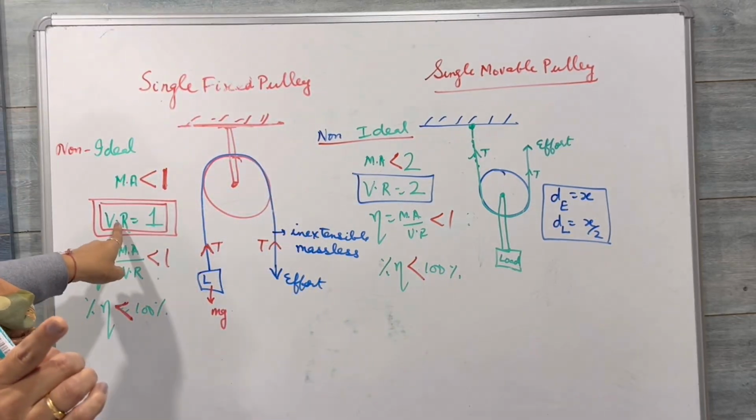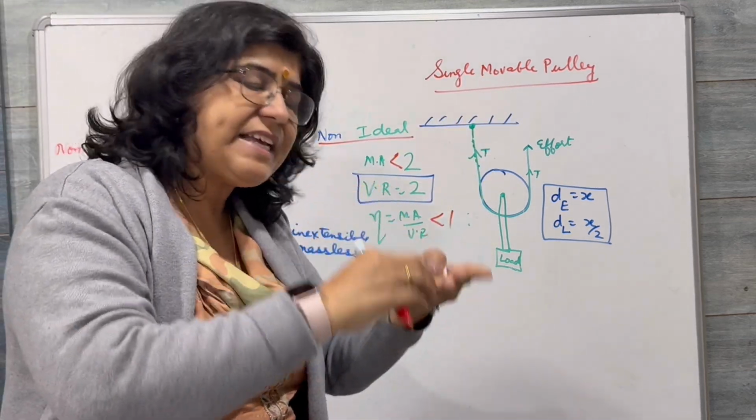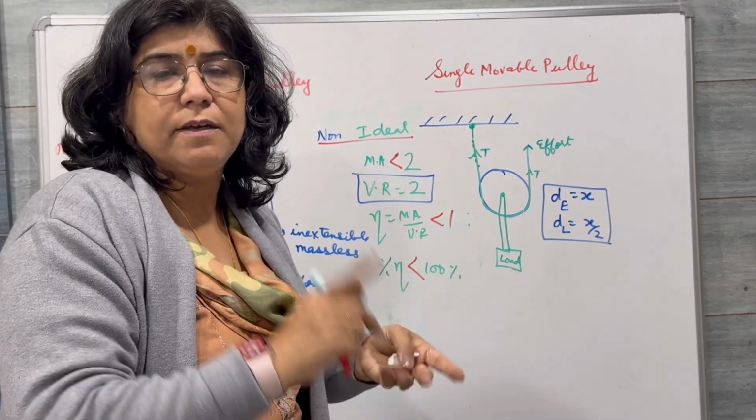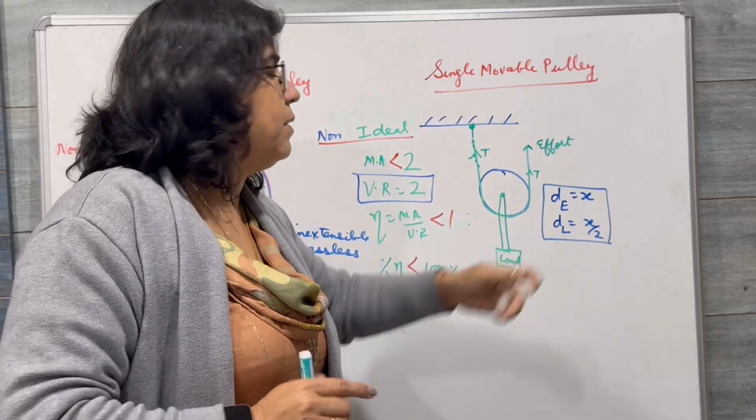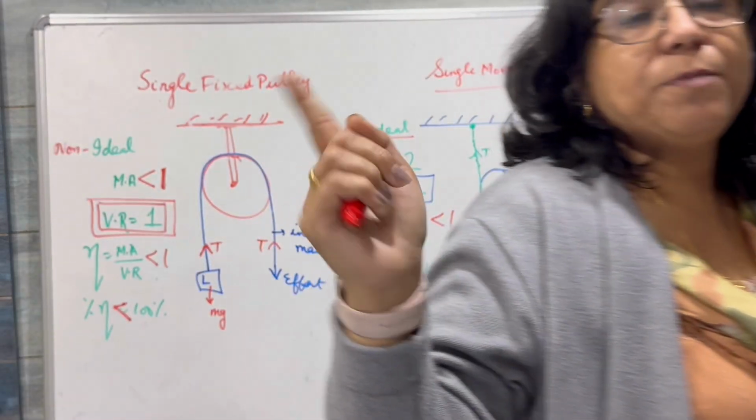Single fixed, velocity ratio 1. Single movable, velocity ratio 2, whether it is ideal case or non-ideal case. Right? Single movable, you remember this. Distance moved by effort is x, then distance moved by load is x by 2.